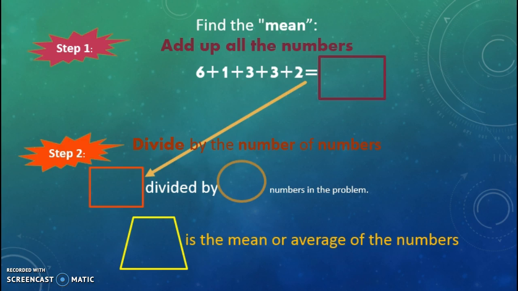Now it's your turn to give this a try. I want you to find the mean. Here's your list of numbers. 6 plus 1 plus 3 plus 3 plus 2. First step you do, step 1, is to add up those numbers. Bring that number down here into the orange box. Now I want you to divide your answer by the number of numbers. Very good. Now, after you make that division, you should not need a calculator for this division. That represents the mean, or average, of the numbers that we began the problem with.